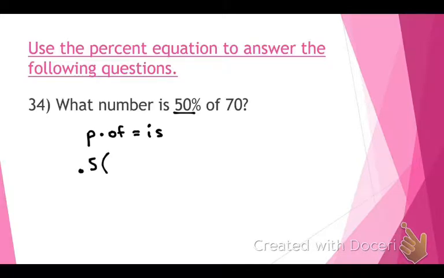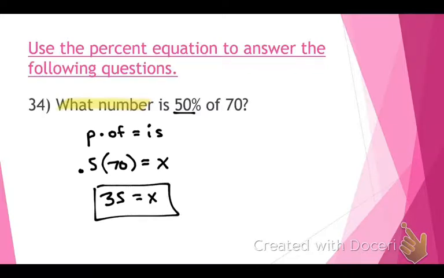What's my of? 70. What's my is? We don't know it yet. It's an X. So now, what's 0.5 times 70? 35 equals X. If I go back through, it says what number is 50% of 70? Does that answer make sense? Yeah, 50% is half. So I'm trying to figure out what half of 70 is, and 35 is half of 70. Okay? Always go back and check to see if your answer makes sense.